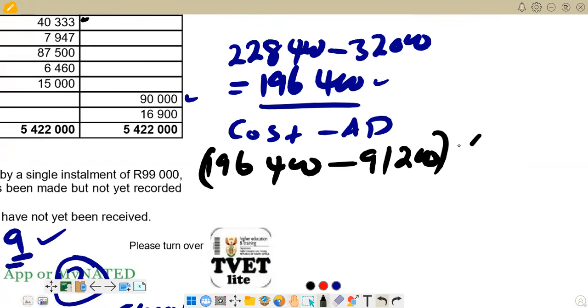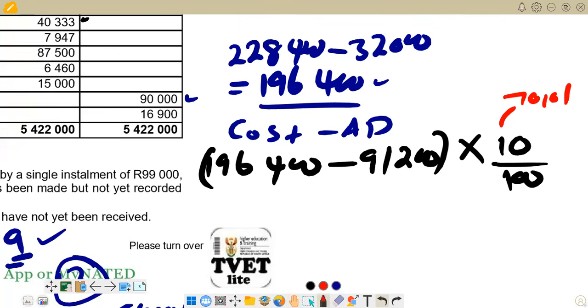You multiply by 10%, the rate that you are given for calculating depreciation for equipment. 10% is 10 over 100, or you can present it as a decimal. If you divide 100 into 10, you get 0.1. So as a decimal, it is 0.10. So you can just say 0.10 times this one. And then the answer that you are supposed to get there is 10,520.